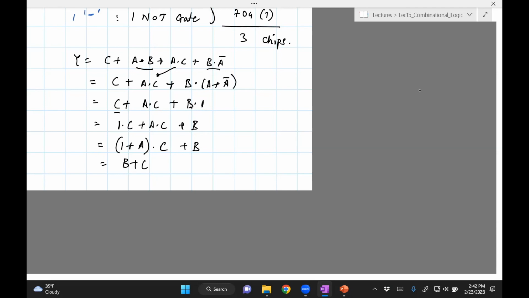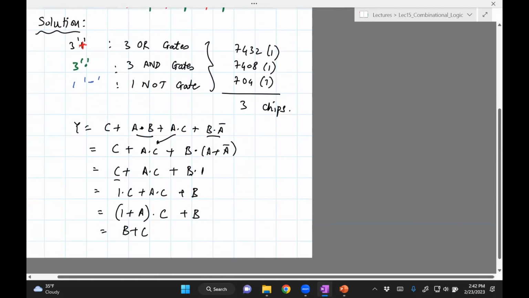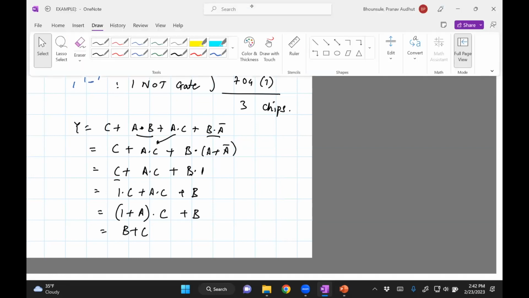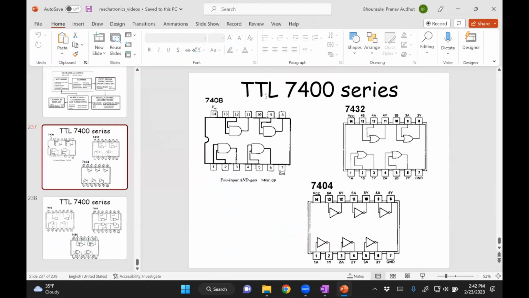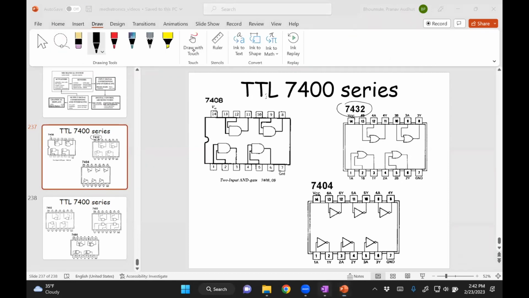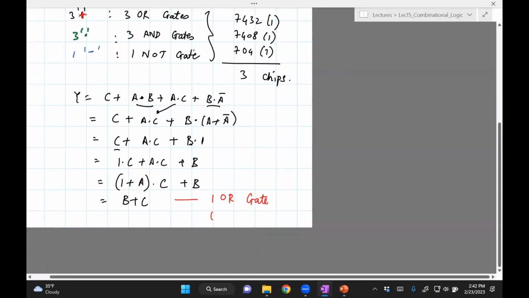So we've reduced an expression which required 3 OR, 3 AND, and 1 NOT to just 1 OR gate. Which means that all you need is 1 7432. Use 1 7432. That's it. So simplifying makes your life easy, less wiring.